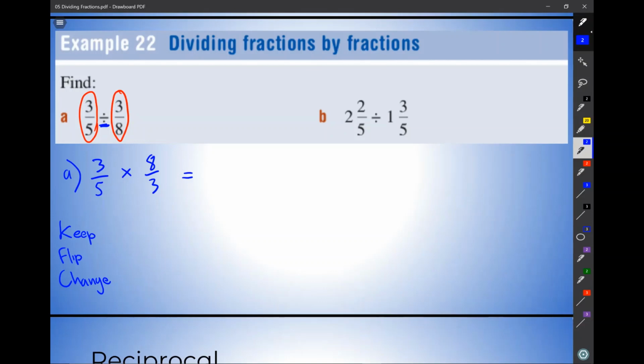So 3 times 8 is 24. We times top with top, we times bottom with bottom, and we get 15. 24/15. We can simplify that by dividing top and bottom by 3 to 8 over 5.